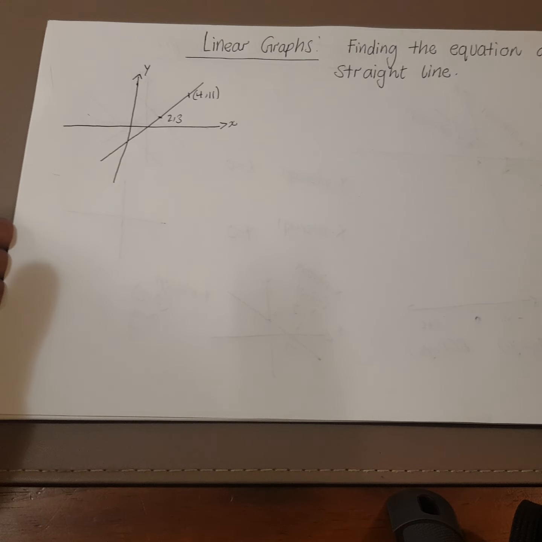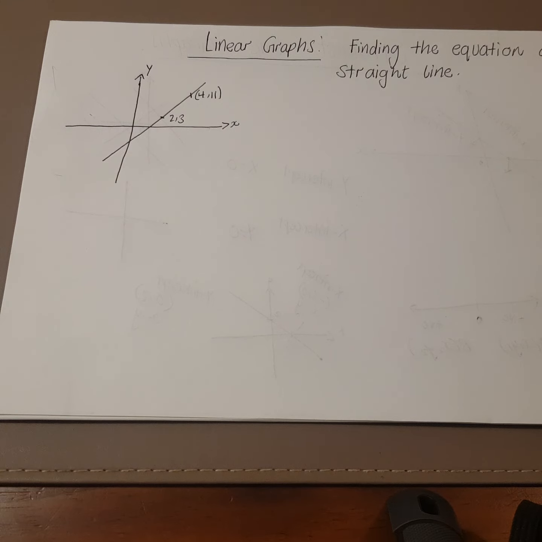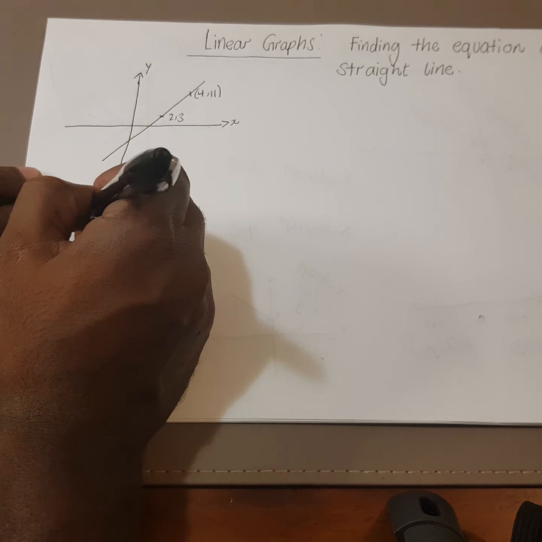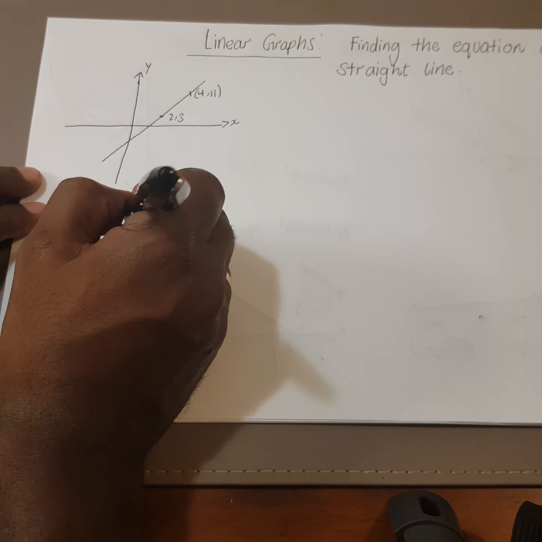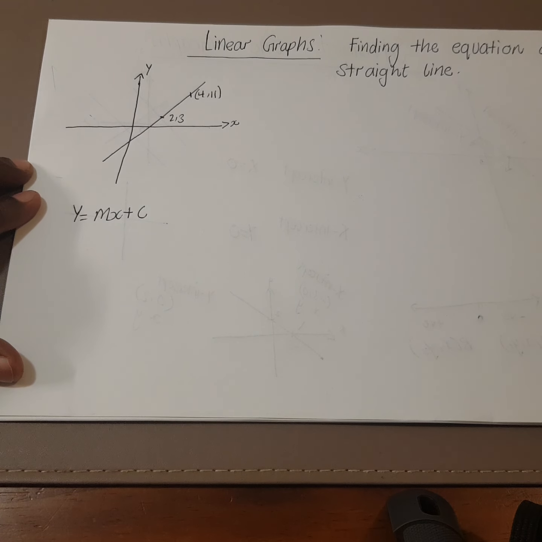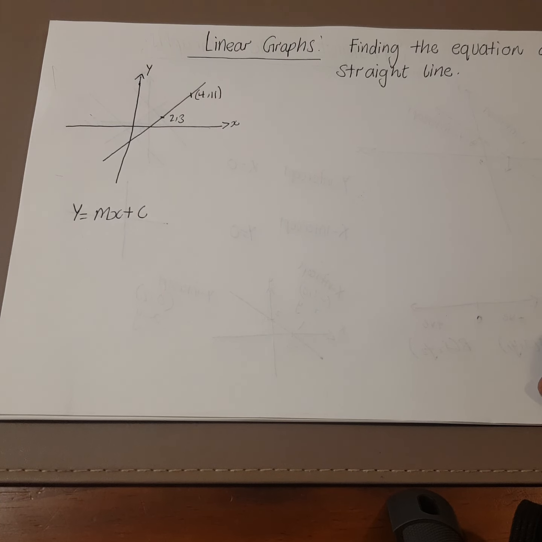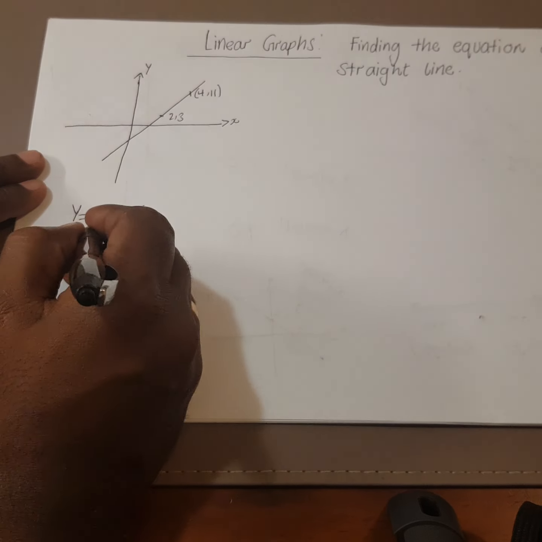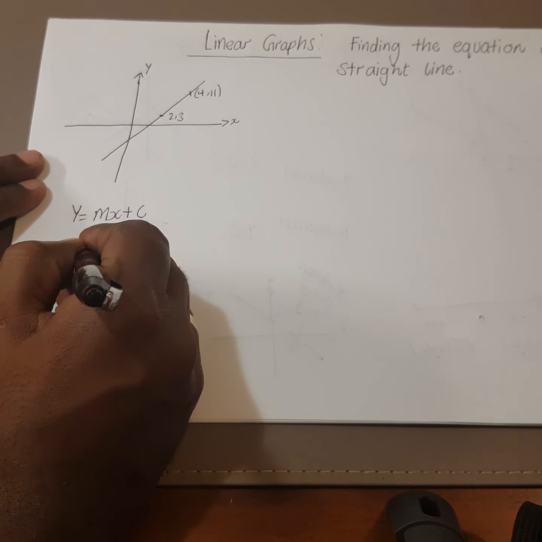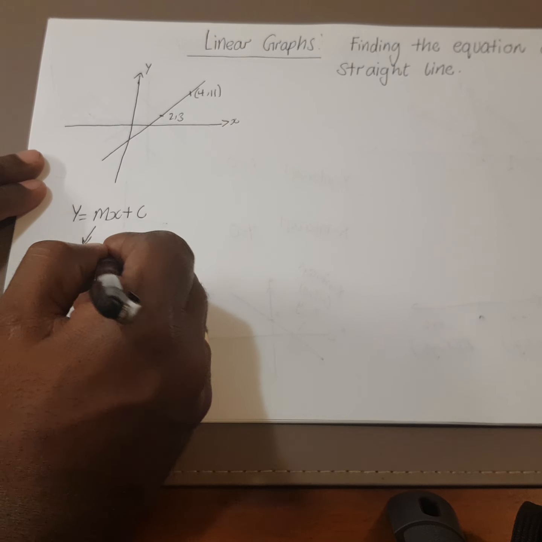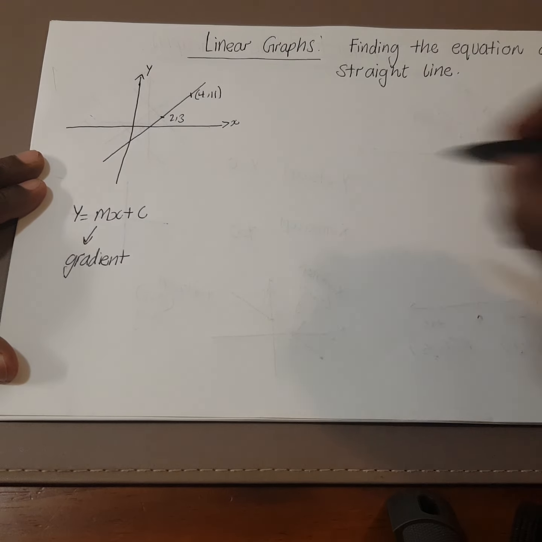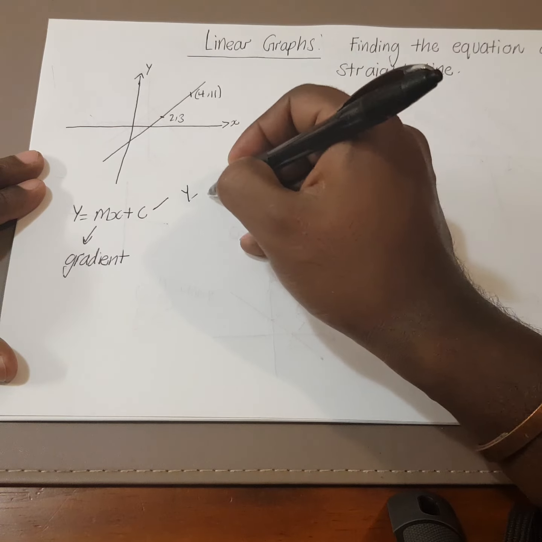All right, so the equation of a straight line is y equals mx plus c. All right, so always remember the formula for finding the equation of a straight line is y equals mx plus c. All right, now what does m mean and what does c mean? All right, m means your gradient. All right, so m is your gradient and c is your y-intercept.